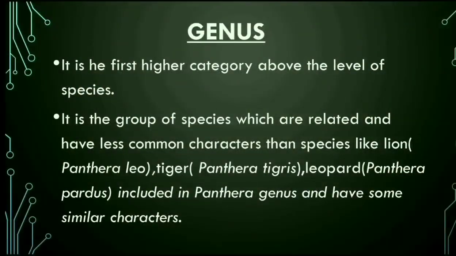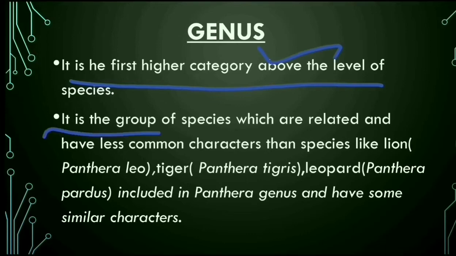So now what is genus? It is the first higher category above the level of species. This category is present above the species level. It is the group of species which are related and have fewer common characters than species. Like lion, Panthera leo, tiger, Panthera tigris, leopard, Panthera pardus, are included in the Panthera genus and have similar characters, but fewer common characters than species.